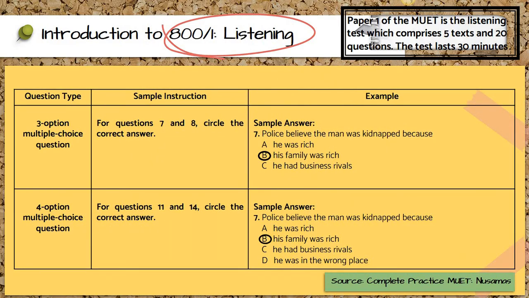Next is 3-option multiple choice question. Look at the sample instruction. For questions 7 and 8, circle the correct answer. An example given there for question 7.